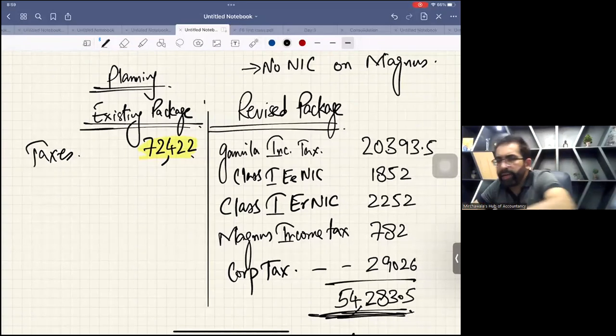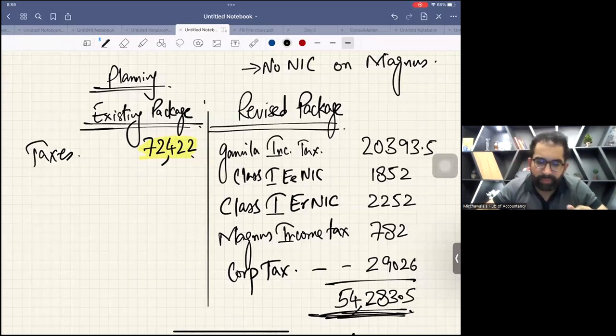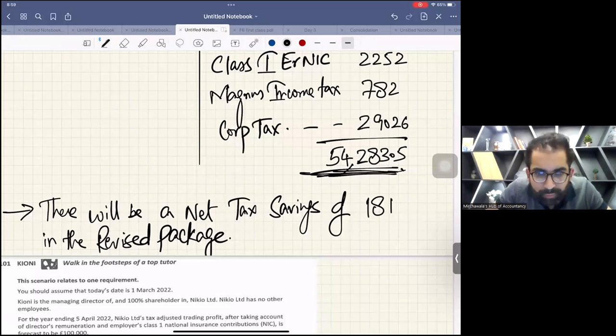Now you tell me whether it is good or bad. Yes, the new package, the revised package, is better. We are ultimately saving some taxes through this planning. Can anybody tell me the difference of these two final numbers? How much tax? 18138.5. Okay, so there will be a net tax saving of 18138.5 in the revised package.